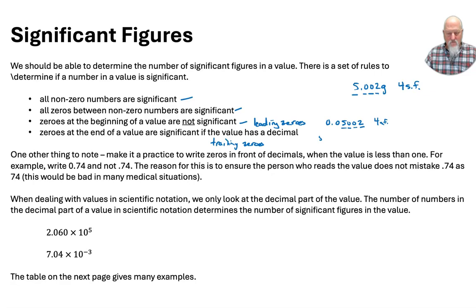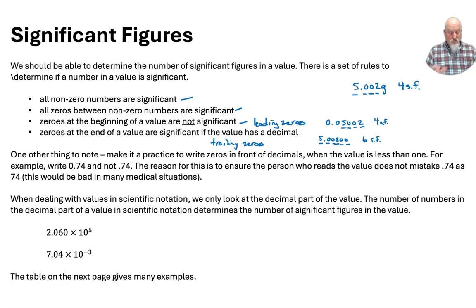What if we do 5.00200? The 5 and the 2 are significant from rule number 1. The zeros between the 5 and the 2 are significant because of rule number 2. There are no leading zeros here. We have 2 trailing zeros, but there's a decimal, so those 2 trailing zeros are significant. So 5.00200 has 6 significant figures: 1, 2, 3, 4, 5, 6.